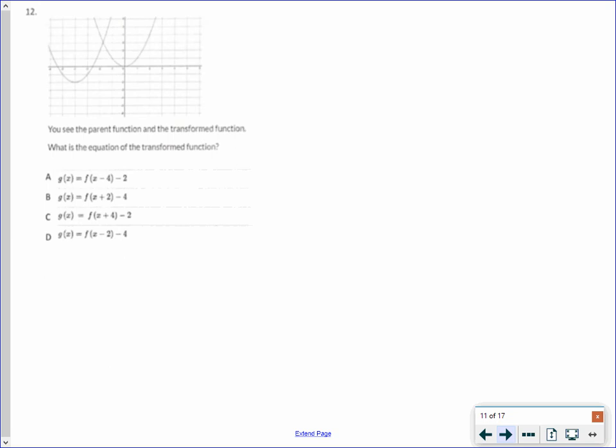All right, for 12, we see our parent function and the transform function. What is the equation of the transform function? So first thing I'm going to do is look at the vertexes, which is right here and right over here. So we go from 0, 0 to, it looks like, negative 4, negative 2. So this tells me my h is negative 4 and my k is negative 2.